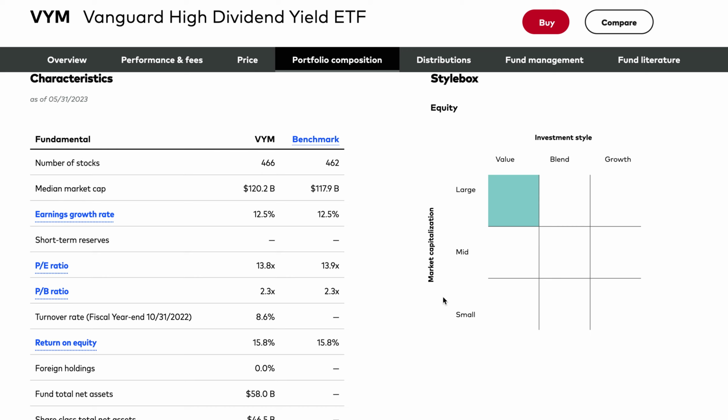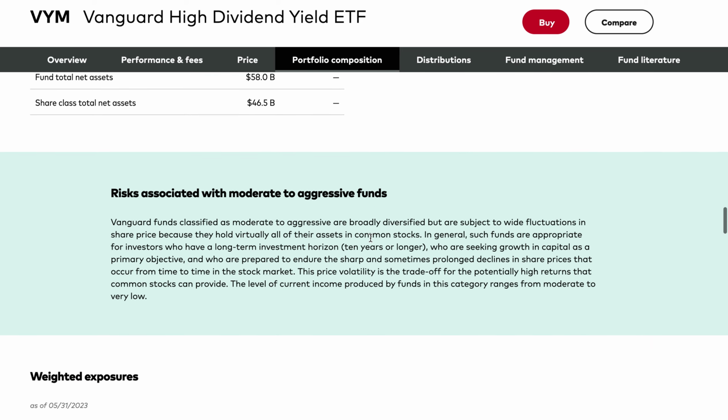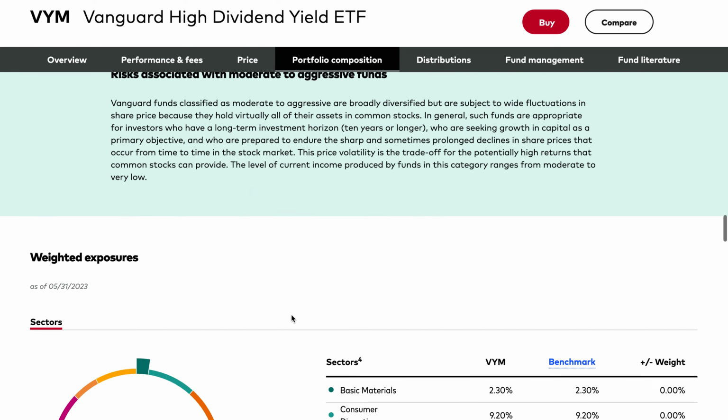Here we can see the style. So it invests in large cap value companies. So it's in the value section here. So it's investing in what people call value companies. So that's a lot more mature, established, profitable, cash generating companies, not focused on as much growth. Here again, they have that blurb on risks, so you can read that.